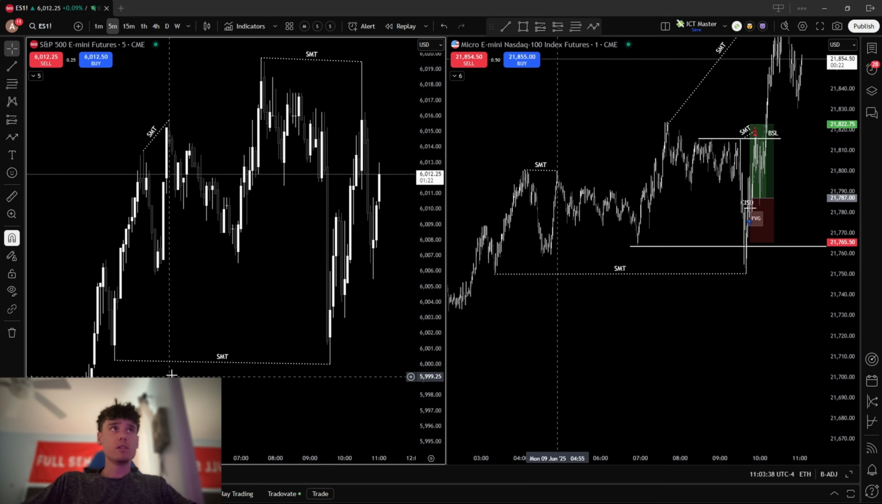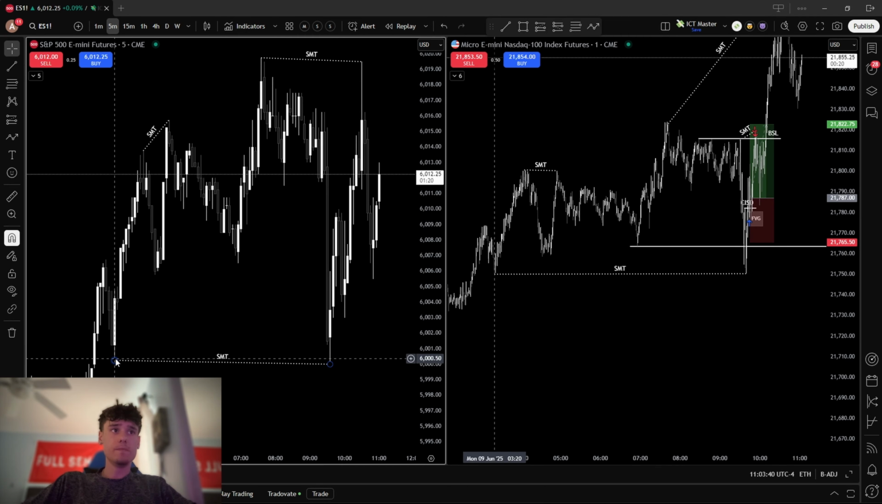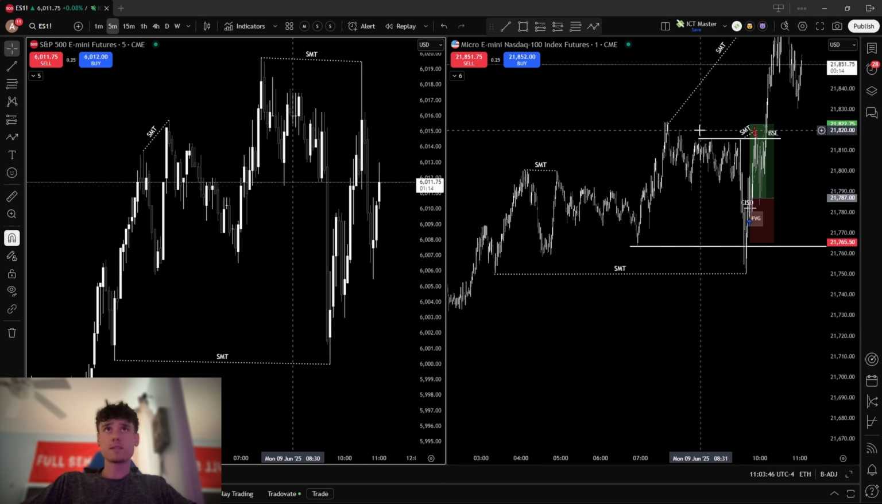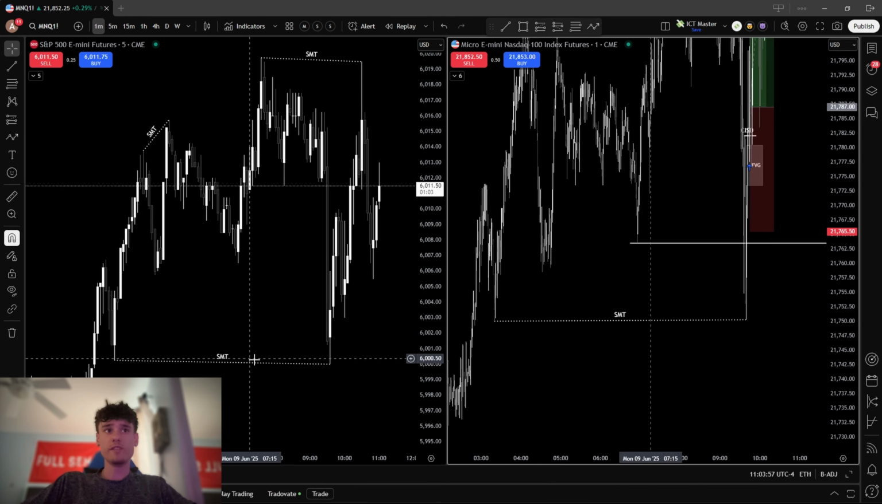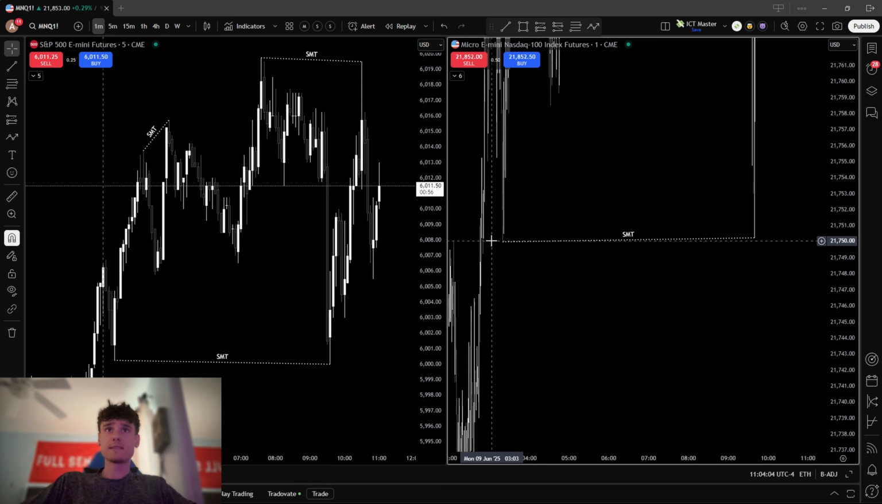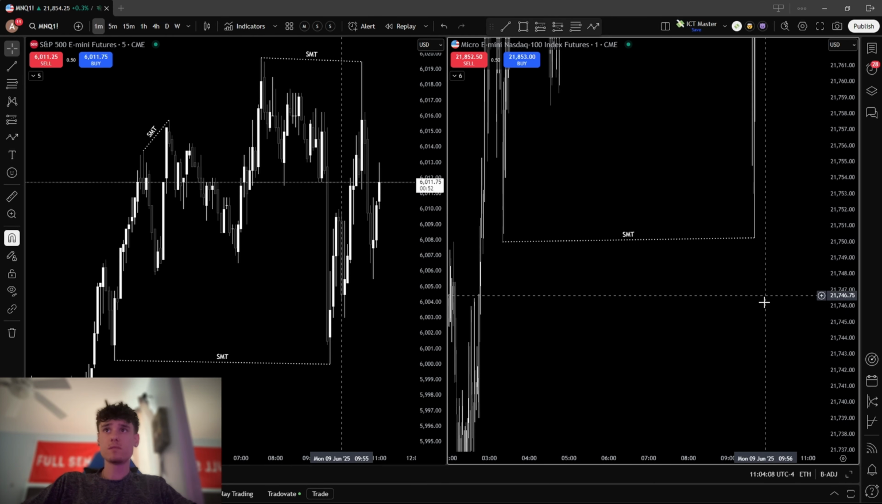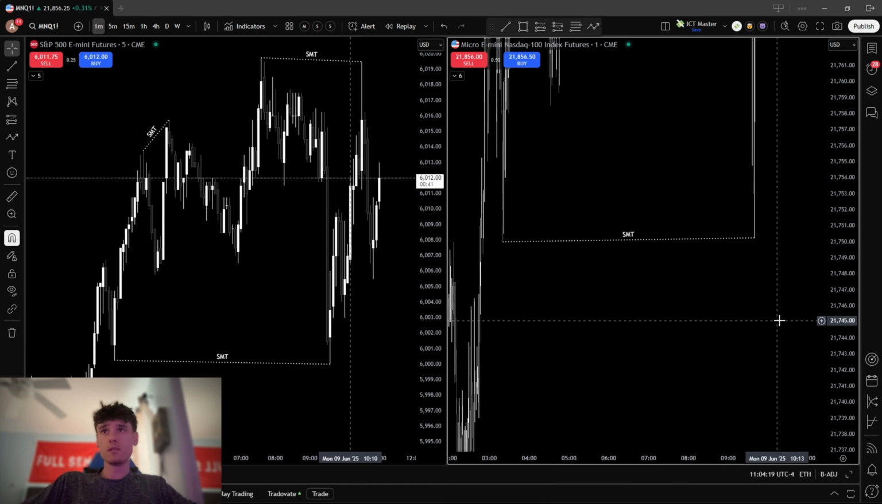So as we can see over here on ES, we have a SMT get put in place. Now let's come to NASDAQ and let's confirm it. We can see that the SMT on ES is moving downwards, when if we look at NASDAQ, the SMT is moving upwards. This is a very small SMT that would be a little hard to spot, but again, if you can find them, they're amazing confluences.